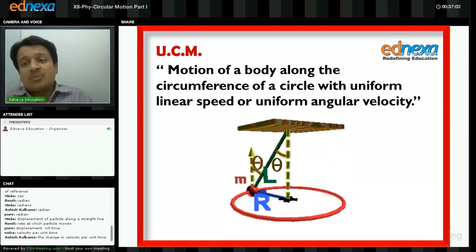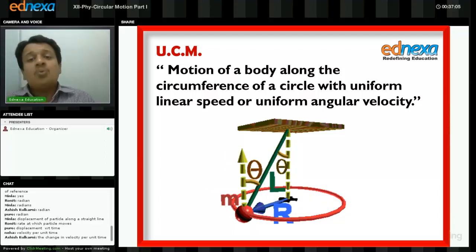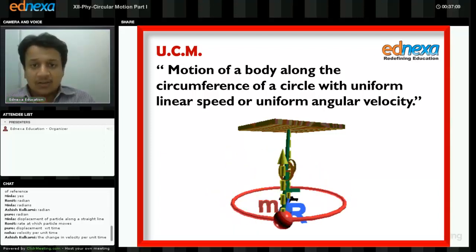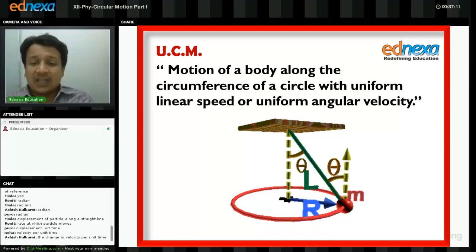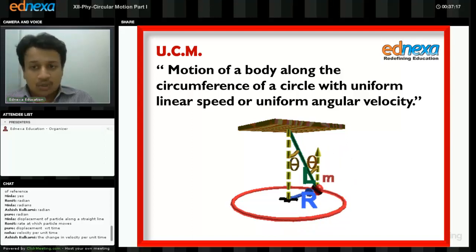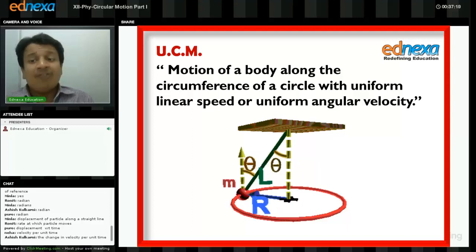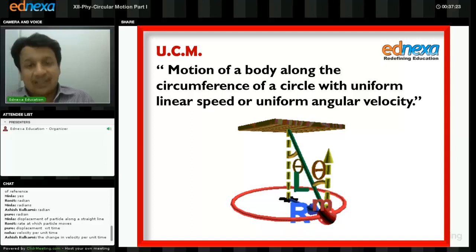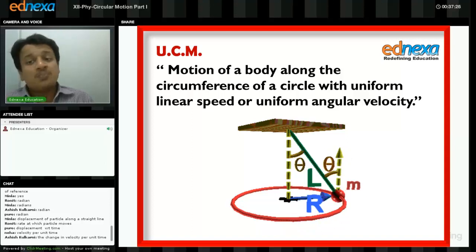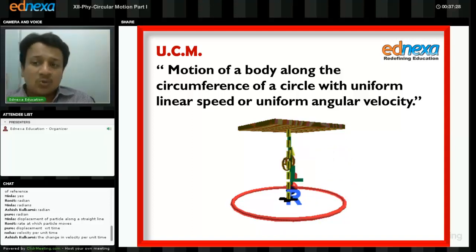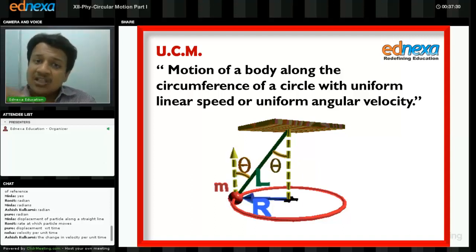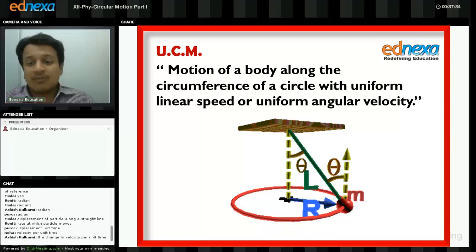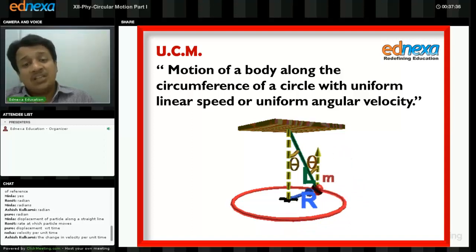Uniform circular motion. What does uniform circular motion mean? Motion of a body along the circumference of a circle with uniform, uniform means constant, linear speed. See, deliberately we use the word linear speed. Are we using the word linear velocity over here? No. You may ask me, sir, why are we not using linear velocity?